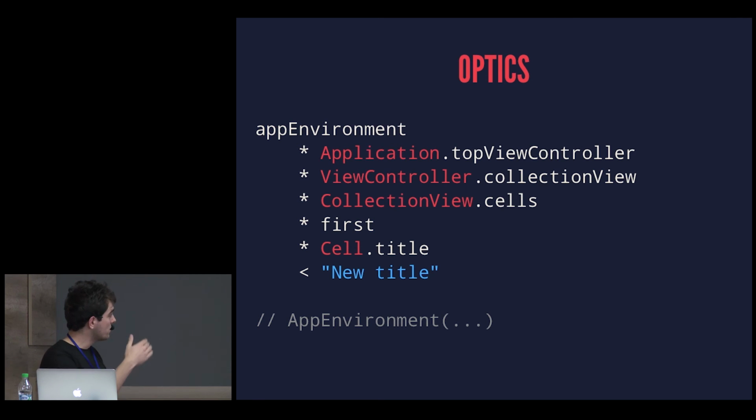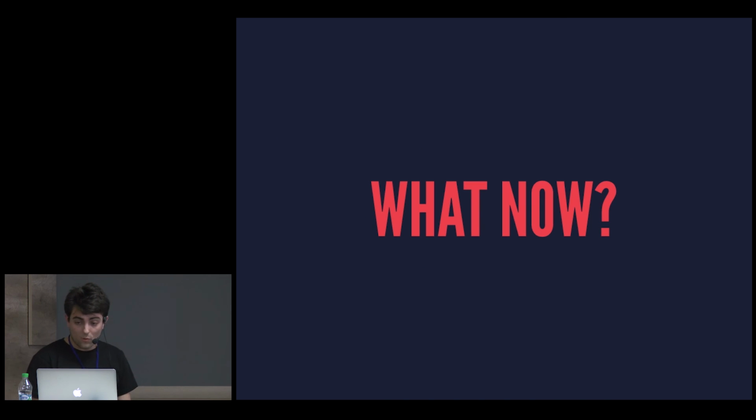And imagine how much code we would have had to write to recreate all these view controllers and collection views and cells and these titles. So basically, optics are a very, very strong thing in functional programming that just makes our application much more composable. So what now? Let's just go and write all these prisms and lenses.